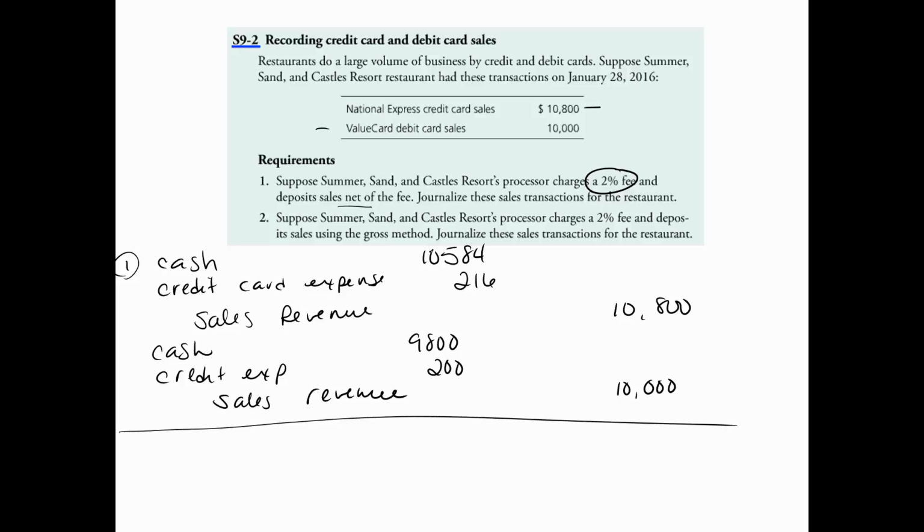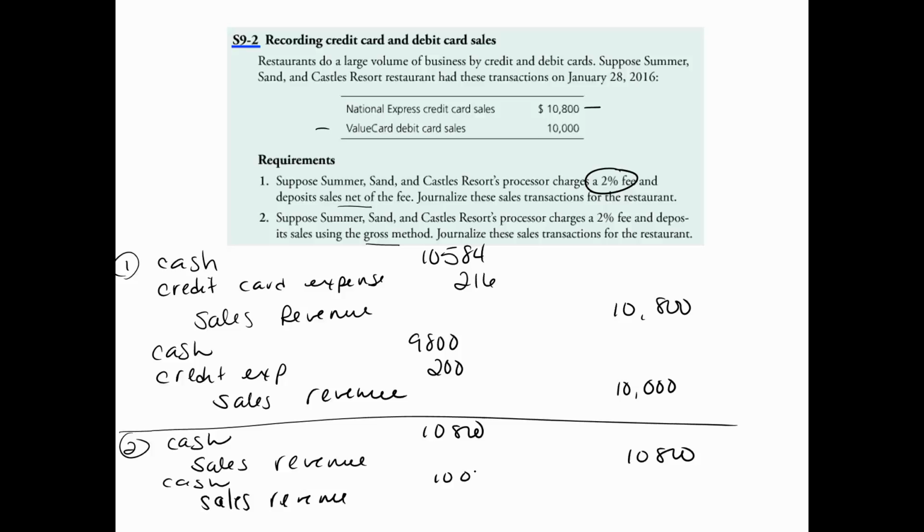Number 2 says, let's say they use the gross method, and so then it just looks like a cash sale. So I debit cash and credit sales revenue for $10,800, and then I debit cash and credit sales revenue for $10,000. And so it just looks exactly like a cash sale.